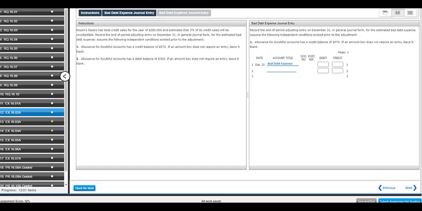Okay, so in the first one, the allowance for doubtful accounts has a credit balance of $570. Now, under the sales method, it doesn't matter what the existing balance is in the allowance for doubtful accounts. We simply calculate our estimate for the year and then enter it into our adjusting journal entry. So if we take $280,000 in credit sales and multiply that times 3%, we'll get $8,400 as our estimate. So we debit bad debt expense for $8,400, and we credit the allowance for doubtful accounts for $8,400.